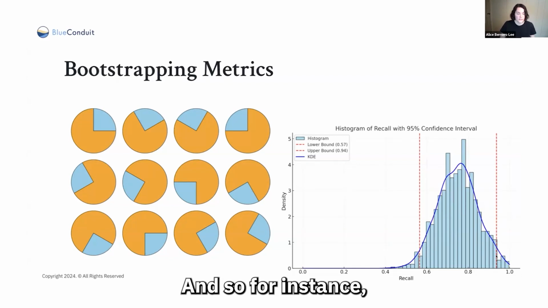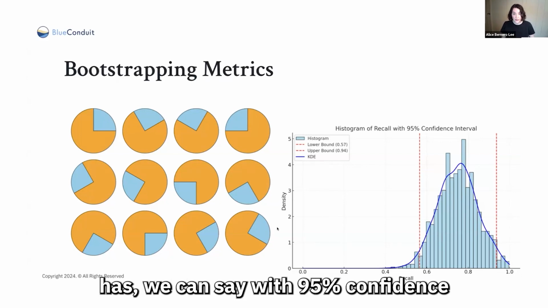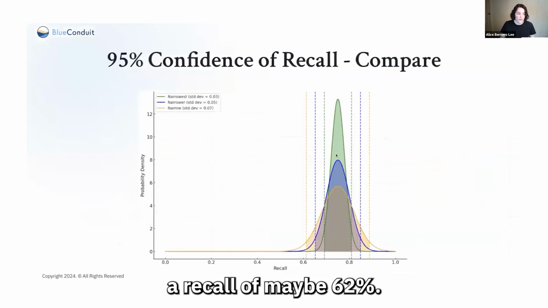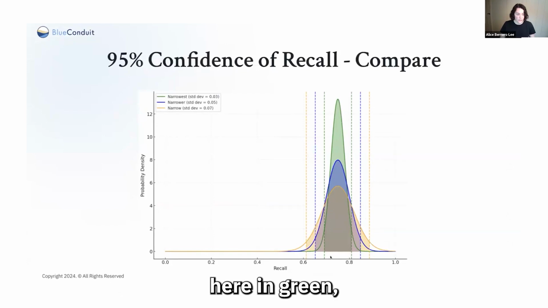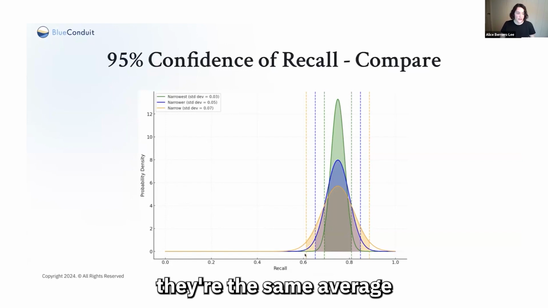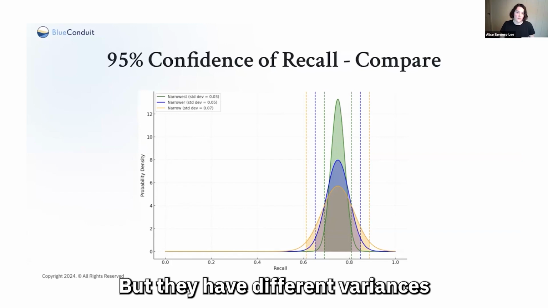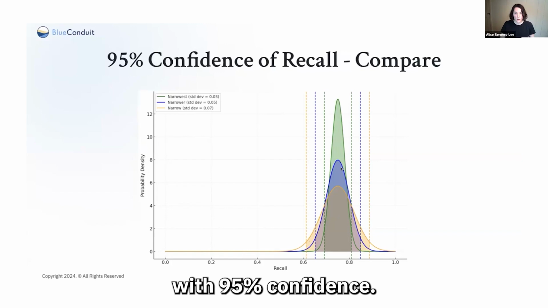For instance, for this yellow wider distribution here, we can say with 95% confidence that this data has a recall of maybe 62%. But for this narrower distribution here in green, we can say with 95% confidence that the recall is no less than 70%. So these two distributions of recall have the same average, the same summary recall metric, but they have different variances, which means that you can state different things with 95% confidence.